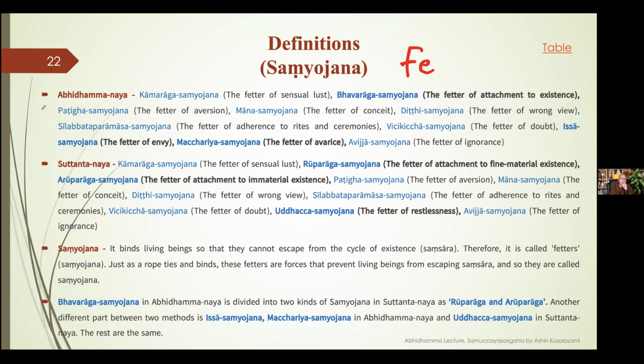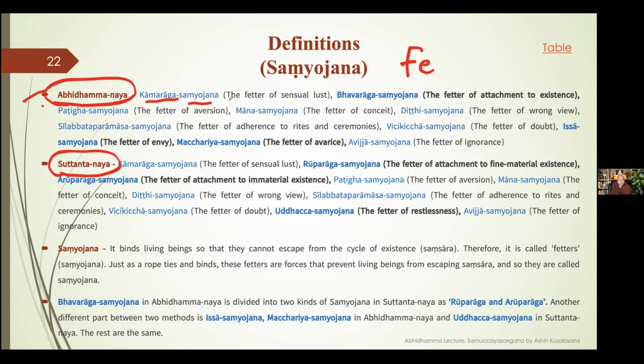Okay, so there are two ways or two methods of the Sanyojana. The first one is Abhidhammattha, and the second is Suttanta Naya, a little bit different. Suttanta Naya, you can understand like the Buddha explained the Sanyojana in the Suttanta. This is called the Suttanta Naya. The one found only in the Abhidhamma is the Abhidhamma Naya.